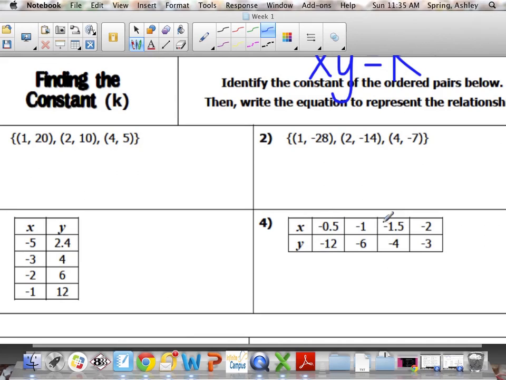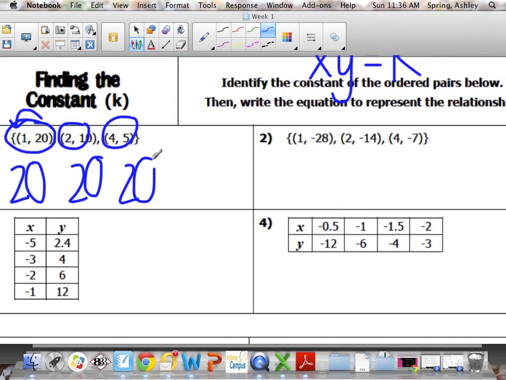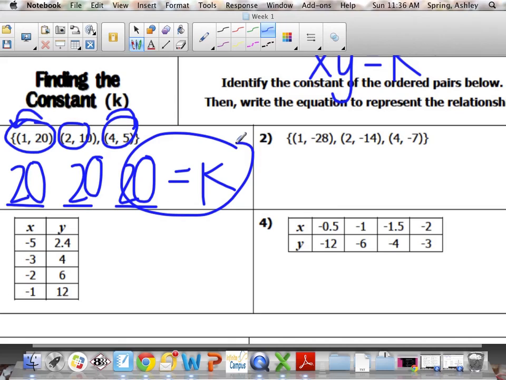It says identify the constant of the ordered pairs below, then write the equation to represent the relationship. So again, yesterday for direct variation, we were looking at y compared to x, but we were looking to see if there was a constant ratio, that division happening. Today we're going to be looking at y and x, but this time we're actually going to be multiplying the two. And we're going to see whether or not there's a consistent relationship between the input and output. When I multiply my input with my output, do I get the same product? And here you notice that each time I get 20, and that's how easy it is to find the constant for inverse variation. Same thing for number 2.